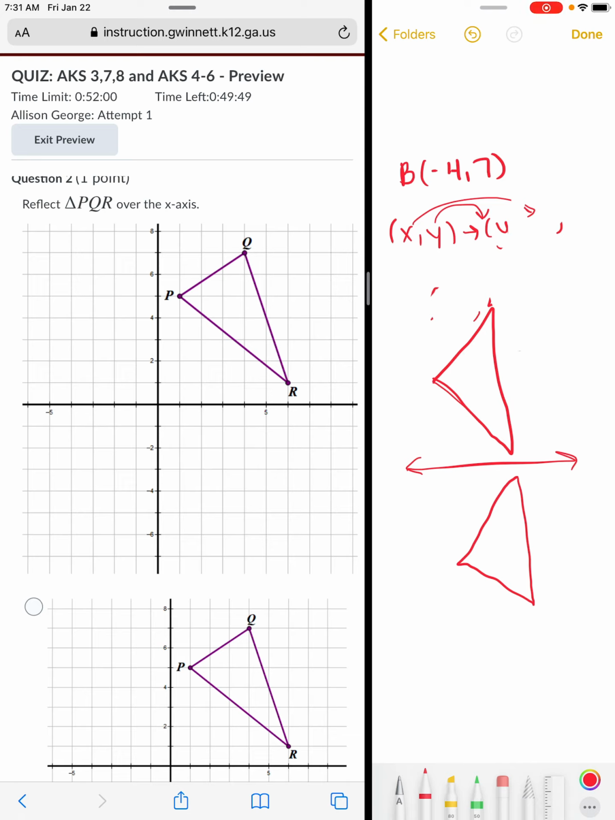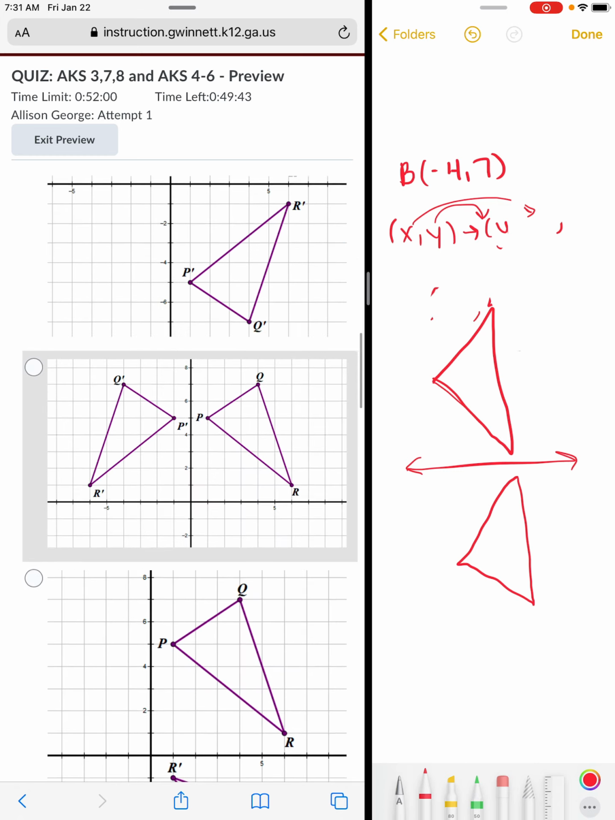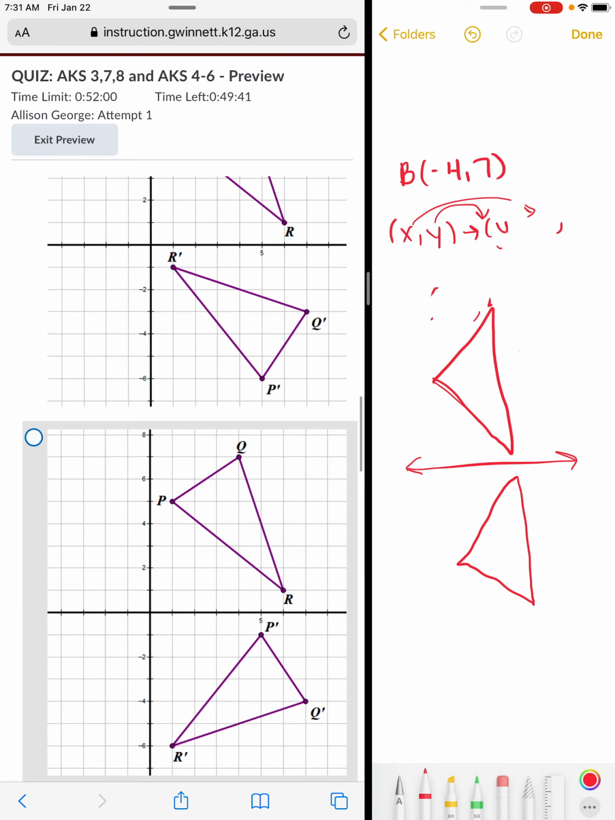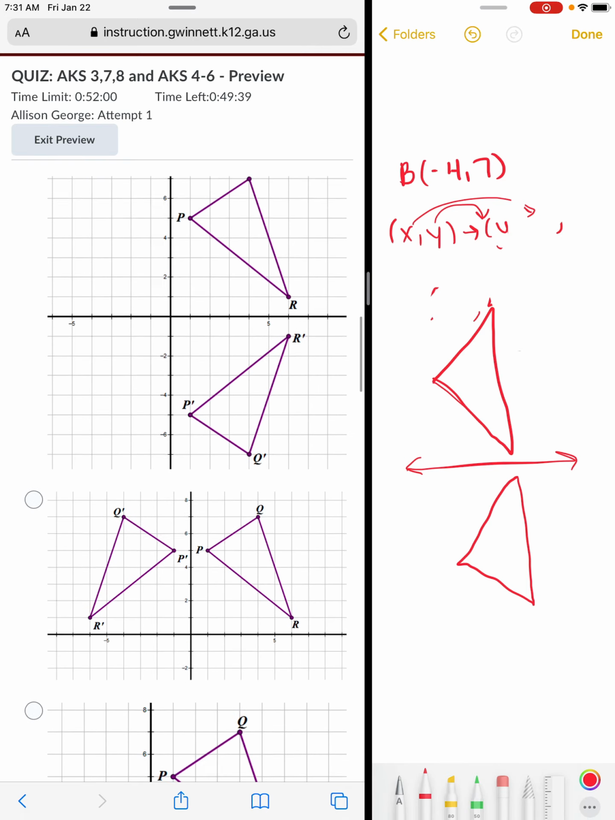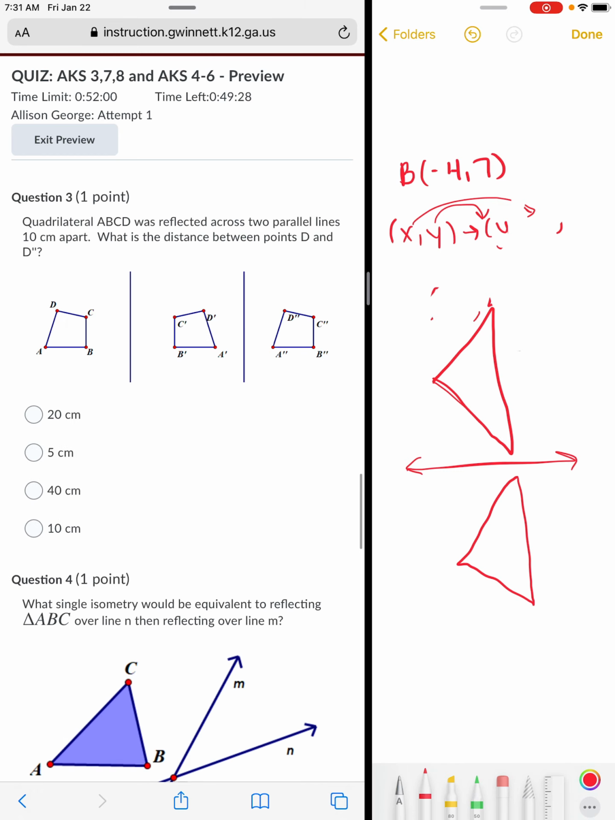So just a little image, this triangle here reflected over is going to look something like this. It's like the x-axis is our mirror. So we want to look through all of the answer choices and see which one looks like it has been reflected over the x-axis. And that would be this first one here, because we can tell that if we tilt our head sideways, it looks like it's symmetrical across the x-axis.